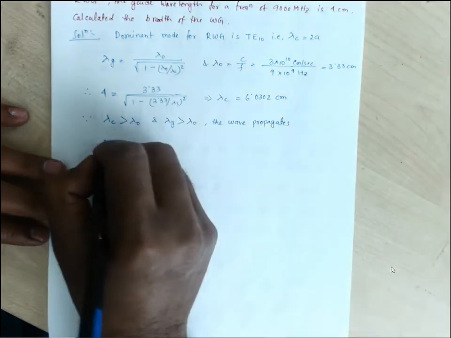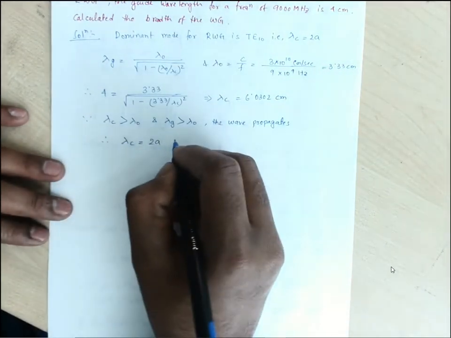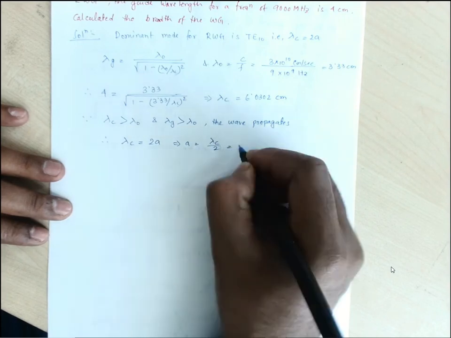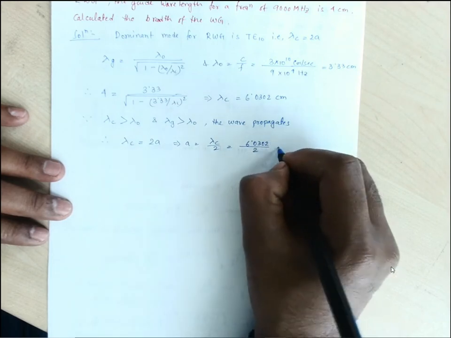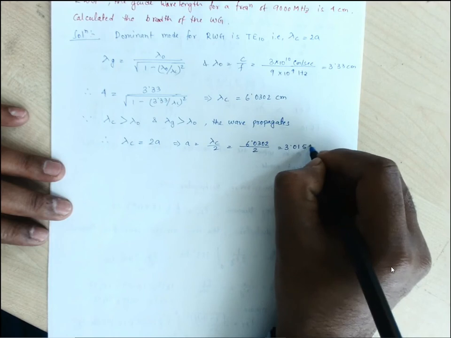So what is this lambda c? We have already derived, lambda c is twice a. So a is lambda c by 2, that is 6.0302 by 2. So it is coming out as 3.0151 centimeter.